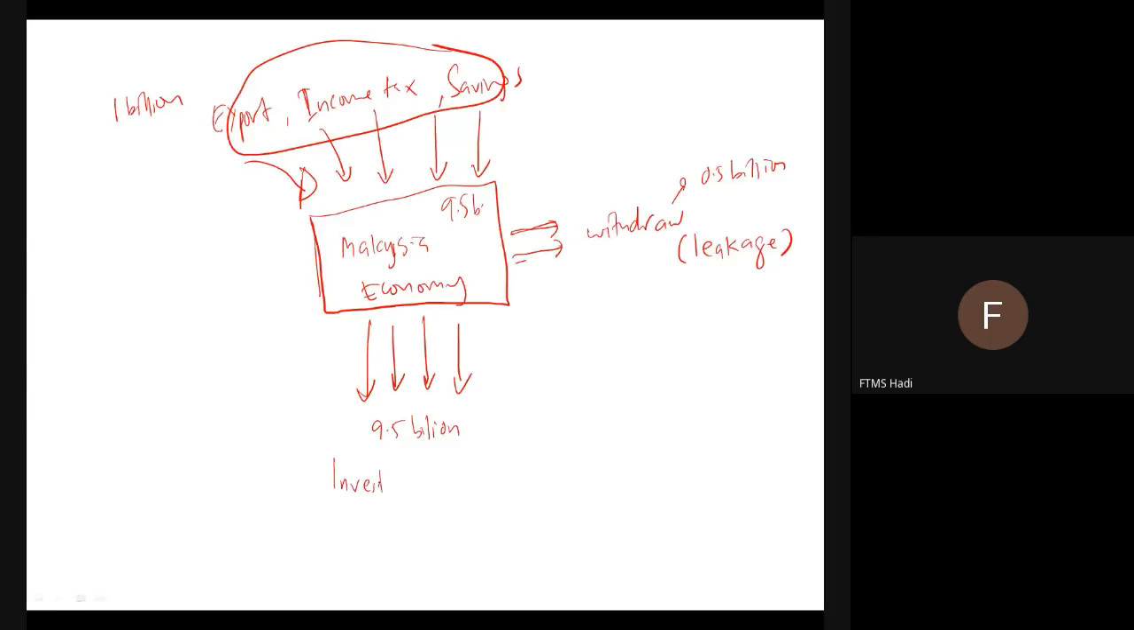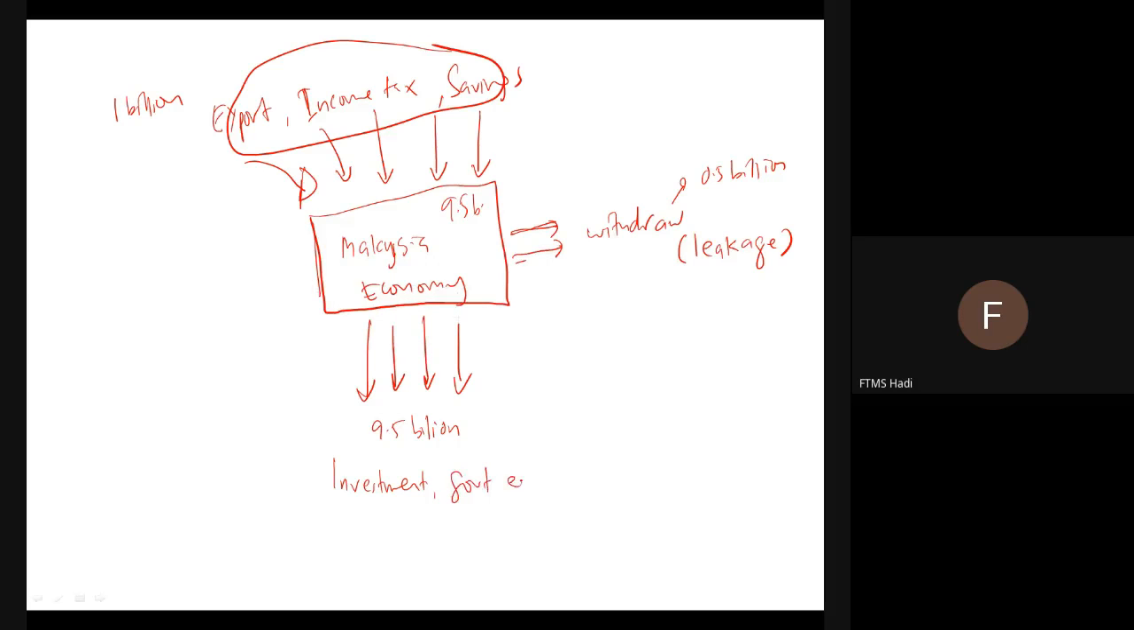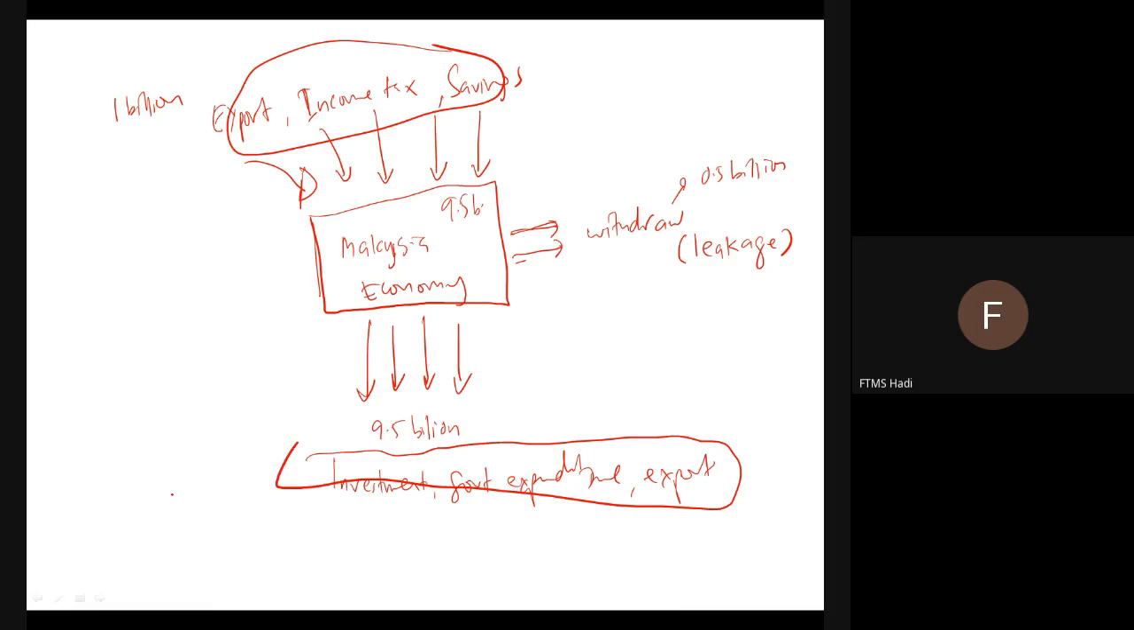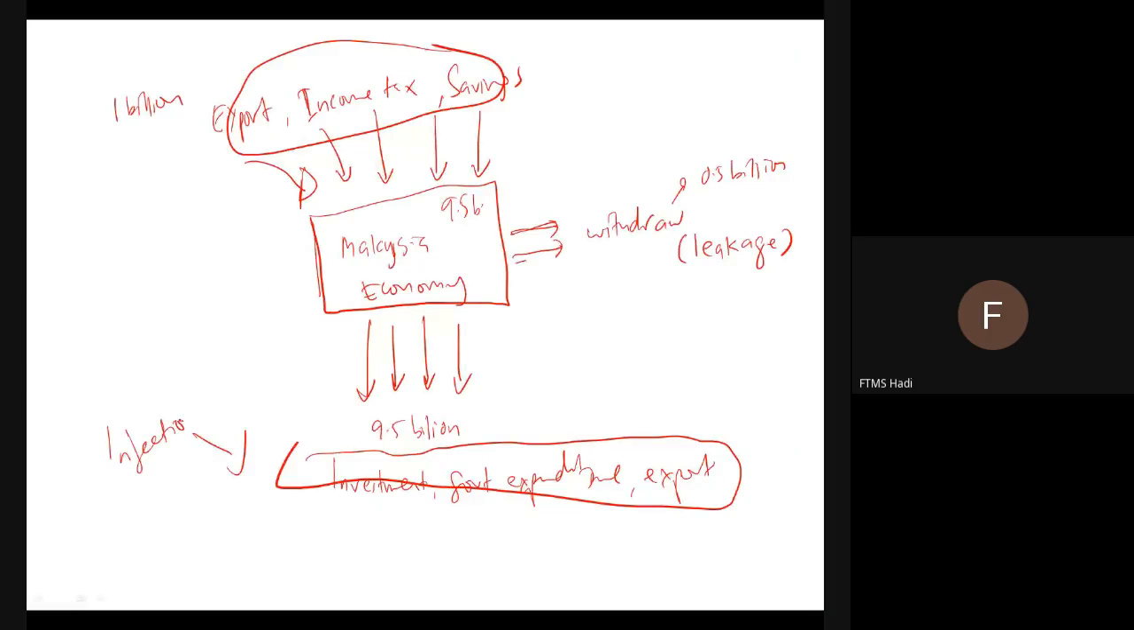Investment, government expenditure, and export. Okay, so these expenses, which is money out, this one we call it as a what? Injection. Okay, suntikan. So that means in order for Malaysia to become a more developed, more sophisticated, more advanced country, they need to make investment.